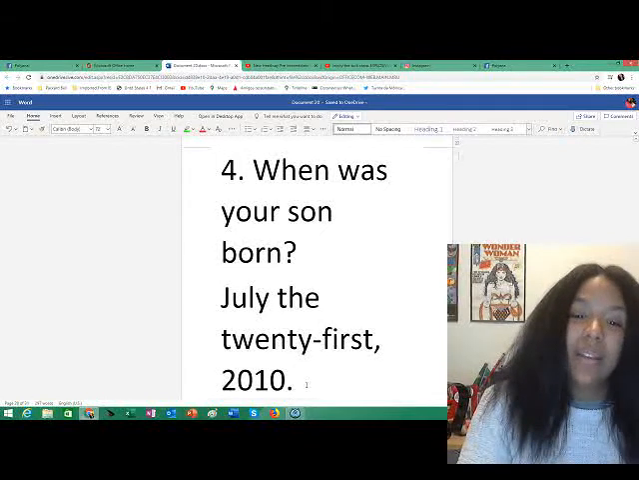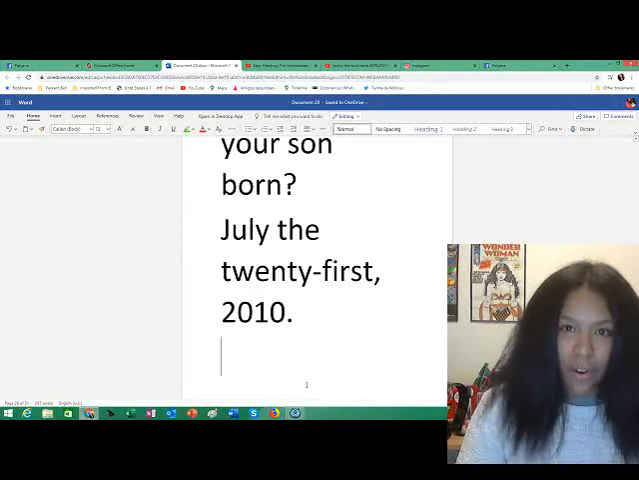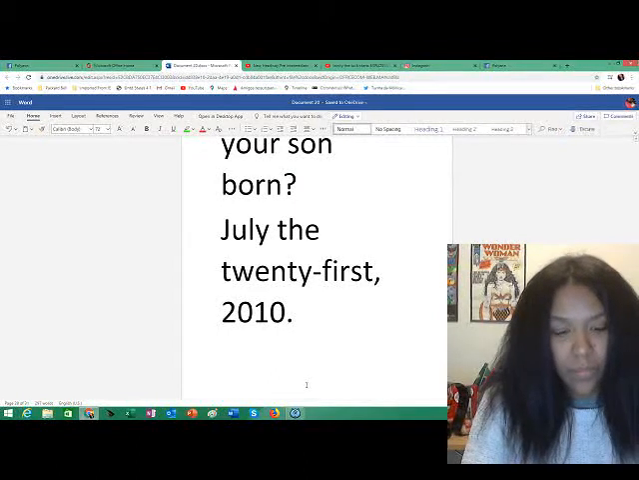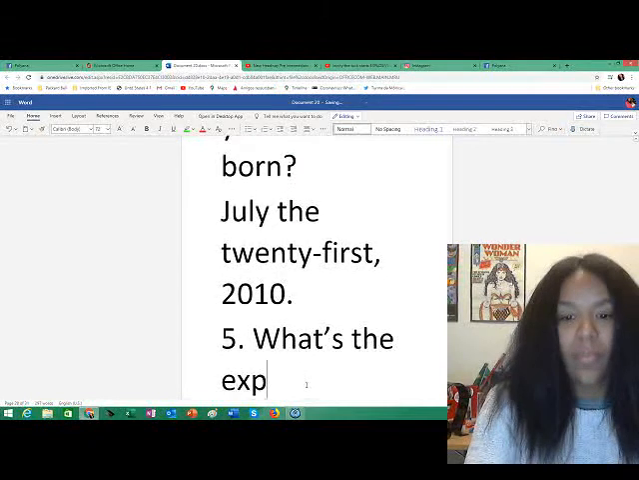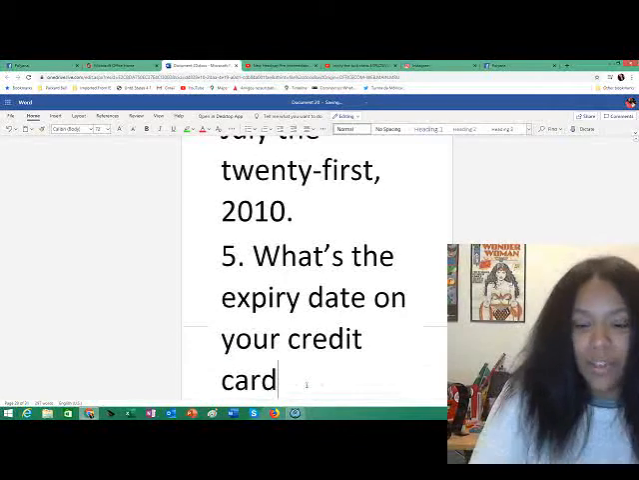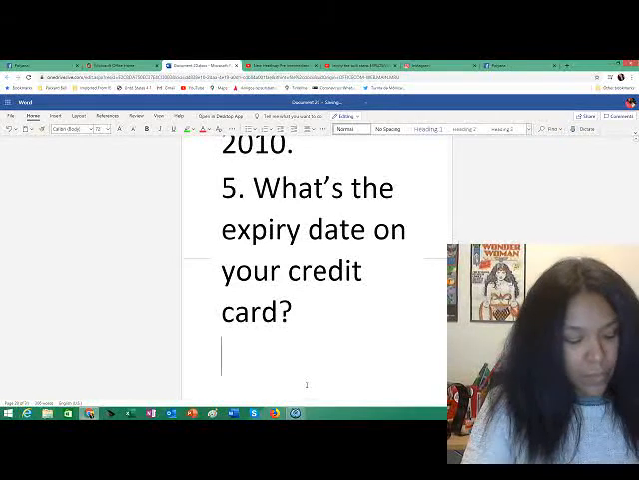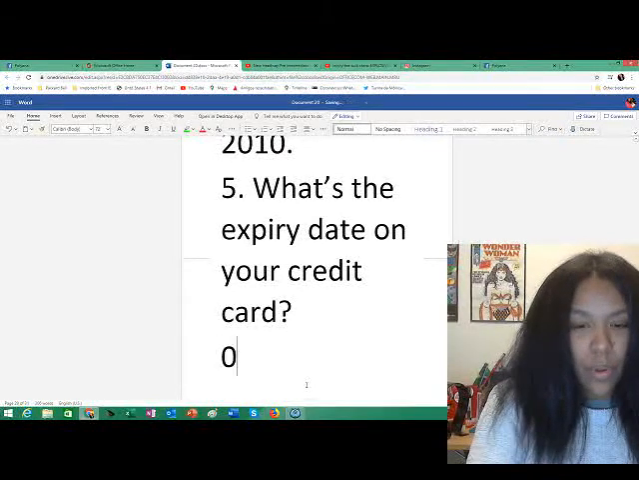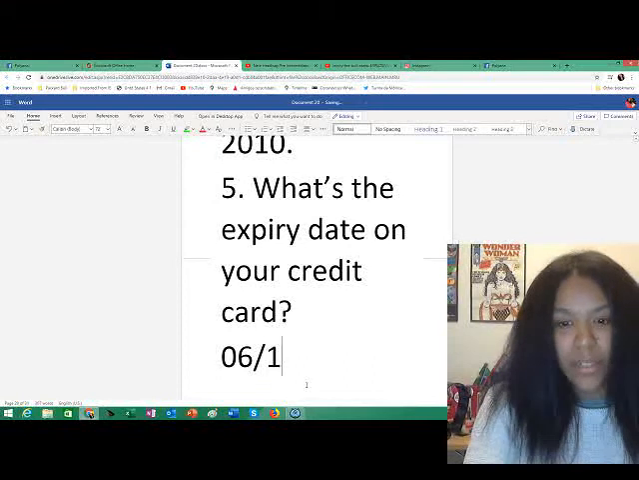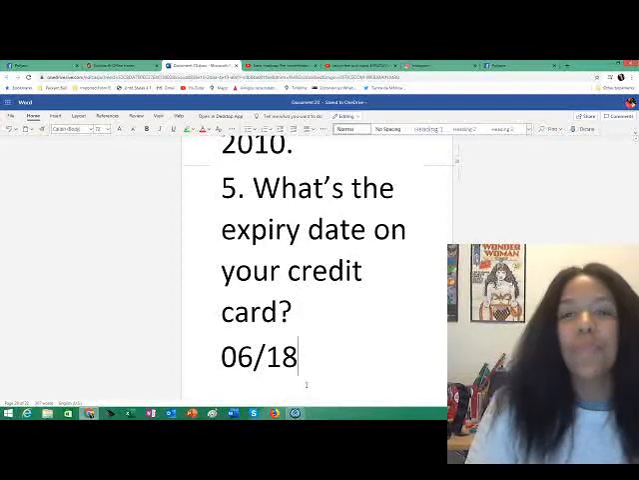Last one, number 5. What's the expiry date on your credit card? It's the last day when you can use your credit card. That's the expiry date. 06/18. So this person's credit card has already expired 2 years ago.